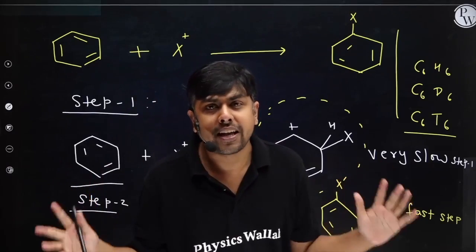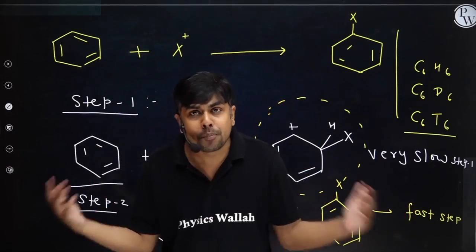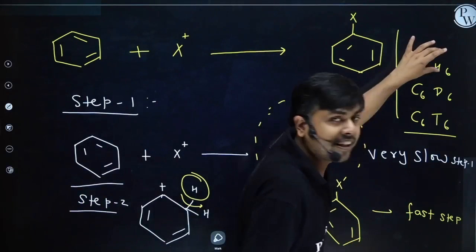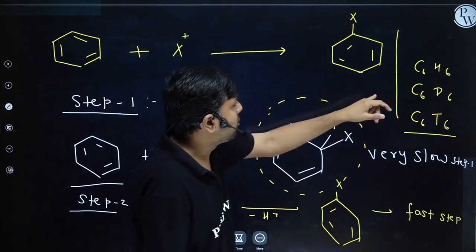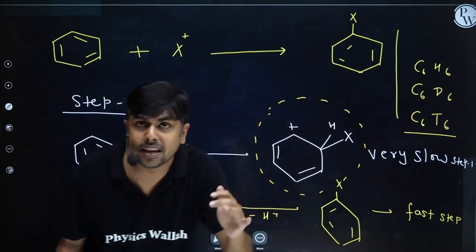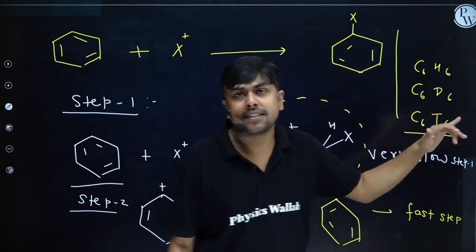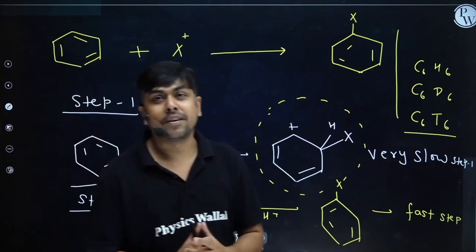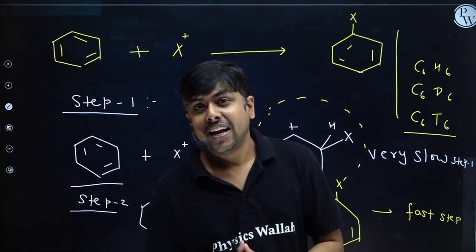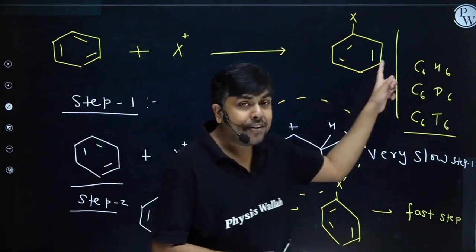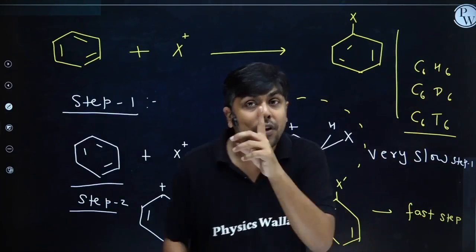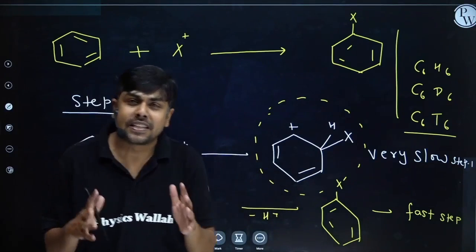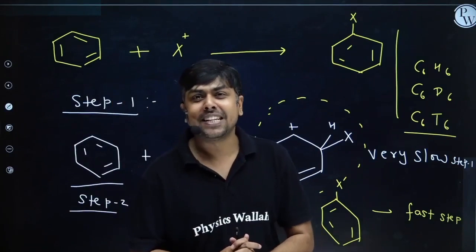Rest in all other cases, whether it is fluorination, chlorination, bromination of benzene, in all such cases, the rate of reaction in C6H6 will be the same as that in C6D6. But in case of iodination, this kinetic isotopic effect is observed. In that case, student, the rate of reaction in C6H6 will be more as compared to C6D6. Am I clear, students?